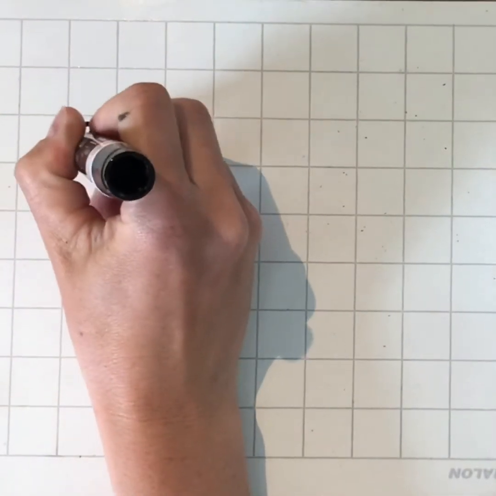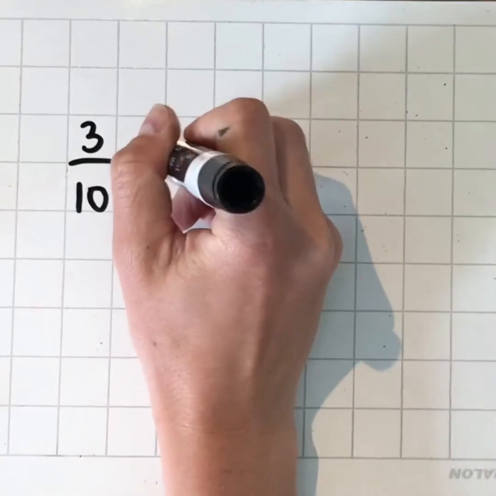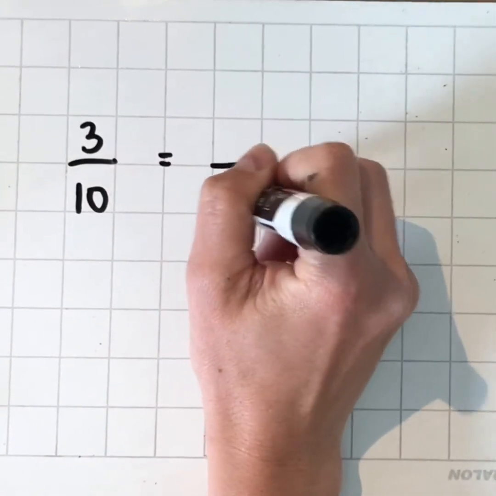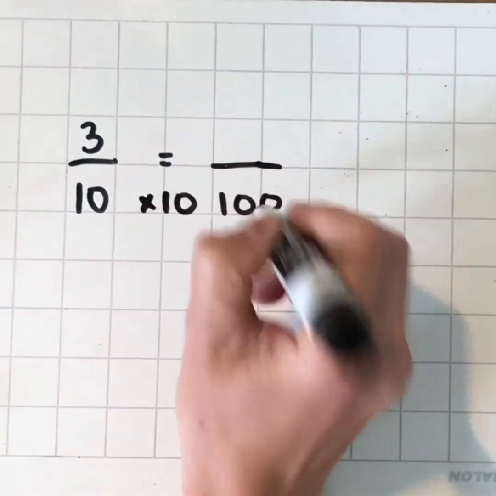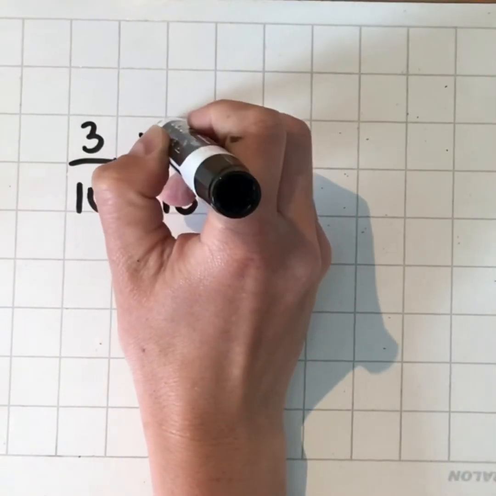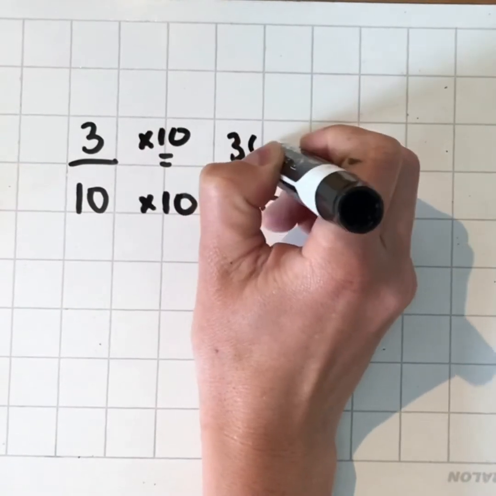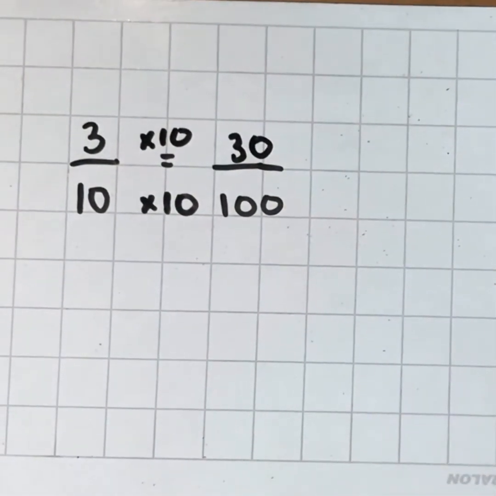Okay, question 34. 3/10 in words is the same as 3/10 as a fraction. Okay, if you remember equivalent fractions. So what we do to our denominator, we're timesing it by 10 to make it into hundredths. Do the same thing to our numerator. That means 3/10 is the same as 30 hundredths.